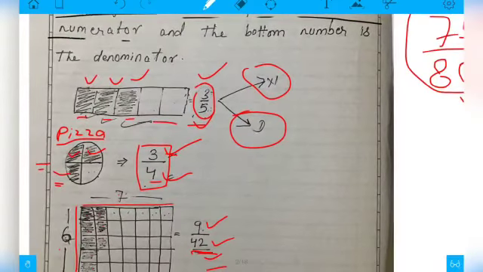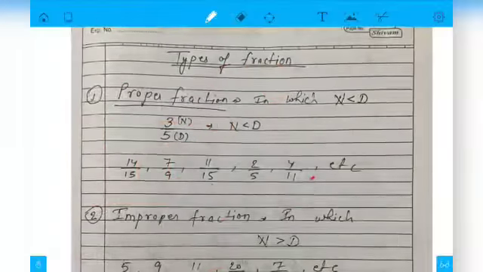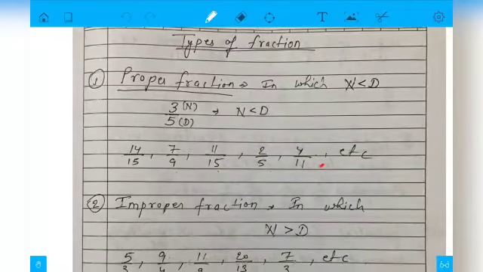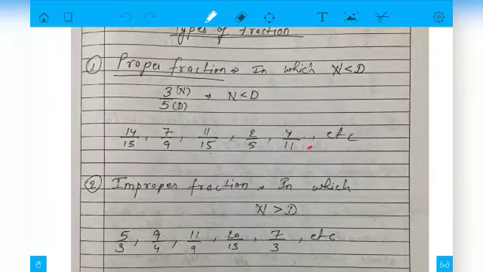Now let's come to the next one. Types of fraction. The fractions are of the following types. The first one is proper fraction, in which the numerator is smaller than the denominator. Dear students, whenever the numerator is smaller than the denominator, the fraction is said to be a proper fraction. For example, 3 by 5 is a proper fraction. Why? Because 3 is smaller than 5.